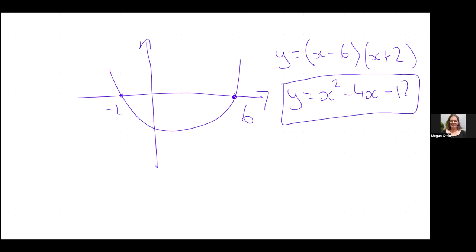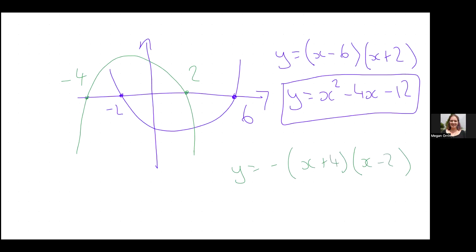Let's do it again. Okay, so if this is 2 and this is -4, is this a frowny face now? So we know the first term is going to be negative. So what are my two numbers? +4 and -2. Expand it out. So y equals negative. What's this going to be? My middle term is what? +2. My last term is -8.